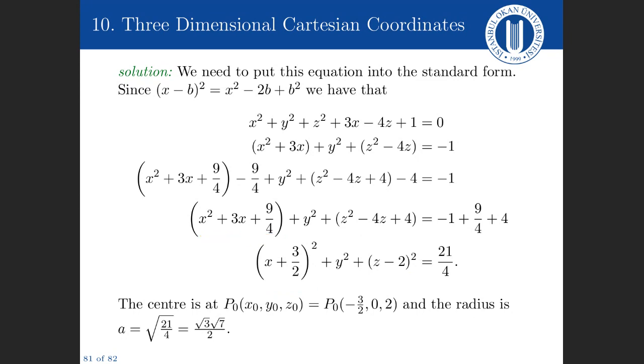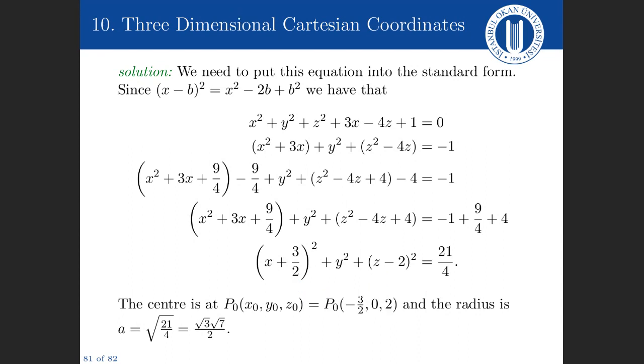Now we can read off the answer to this problem. It should be x minus x0. Minus x0 is the same as plus 3 over 2, so x0 must be minus 3 over 2. In the final bracket, we should have z minus z0. So z0 must be 2. And in the middle bracket is just y squared. So y0 must be 0. The center of the sphere must be minus 3 over 2, 0, 2.